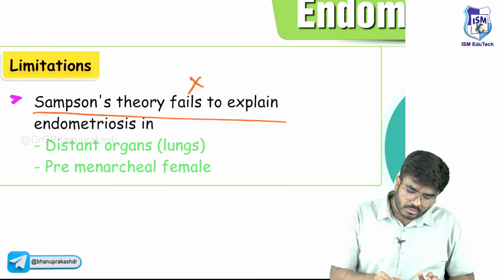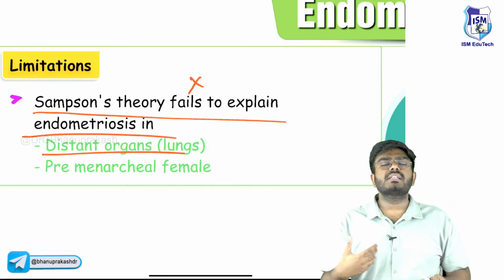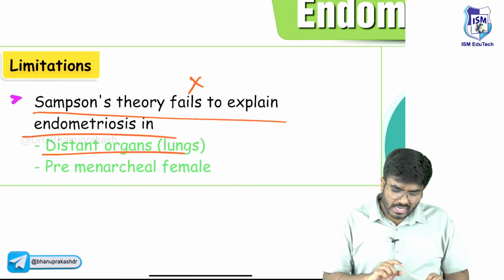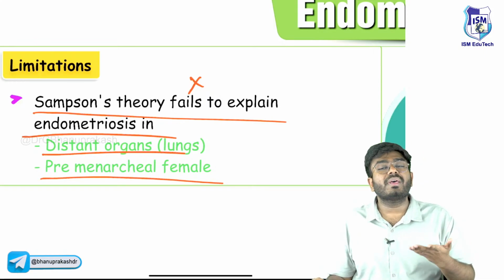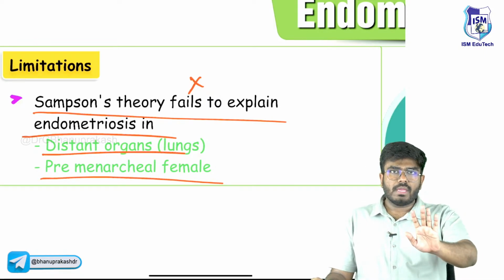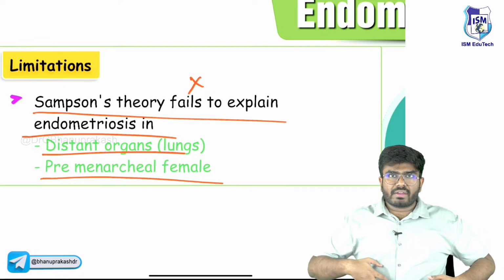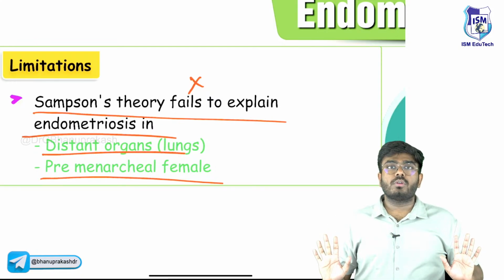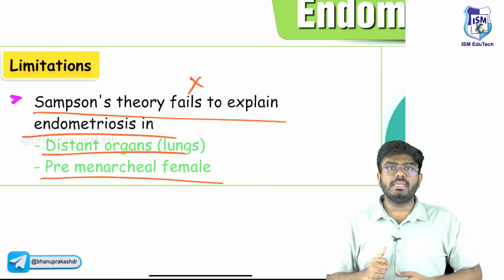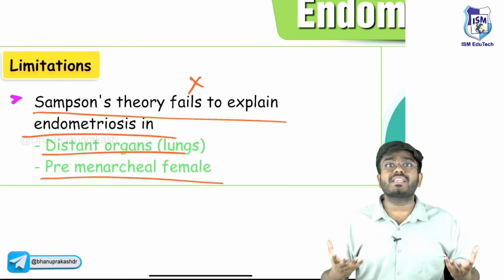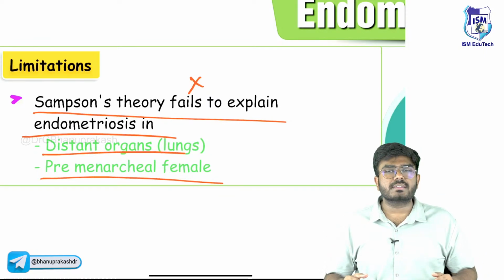So it fails to explain distant endometriosis. For example, there is a chance that endometriosis can happen in the lungs. There is a chance that endometriosis can happen even in premenarchal females. For example, if there is a retrograde menstruation, that endometrium is falling in the peritoneal cavity, and there it should grow. Then how is it coming to the lungs? Okay, so Sampson's theory, that is the retrograde menstruation theory, cannot explain how endometriosis is happening in the lungs or in distant sites like eyes or in the nose.